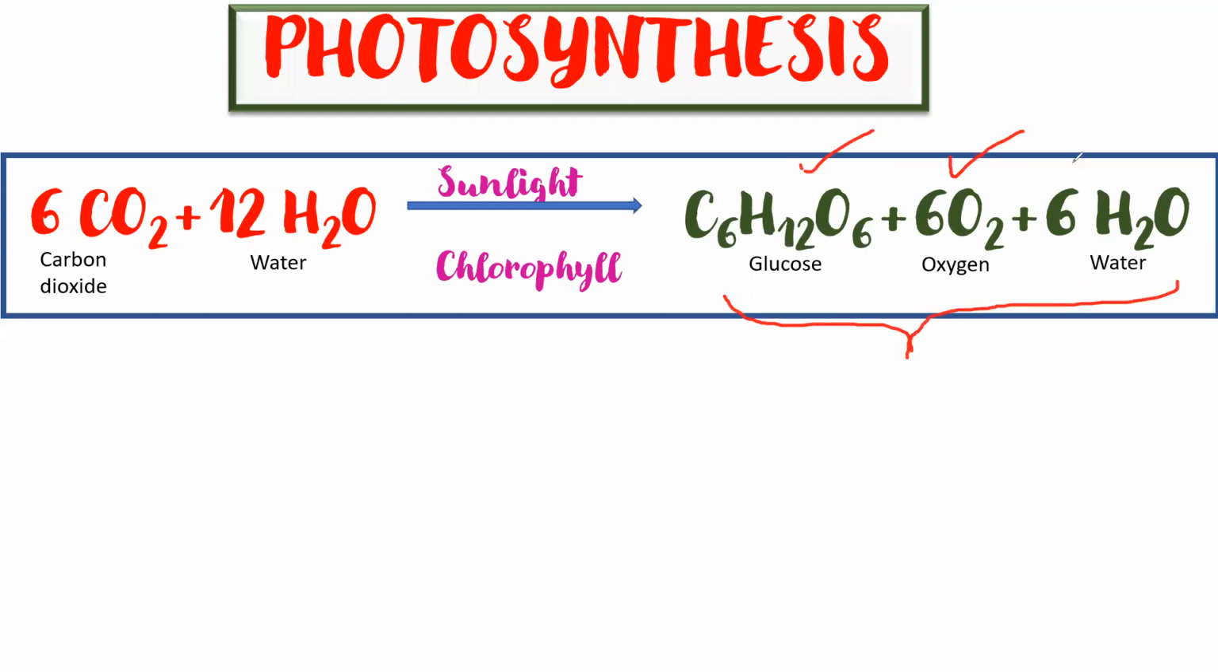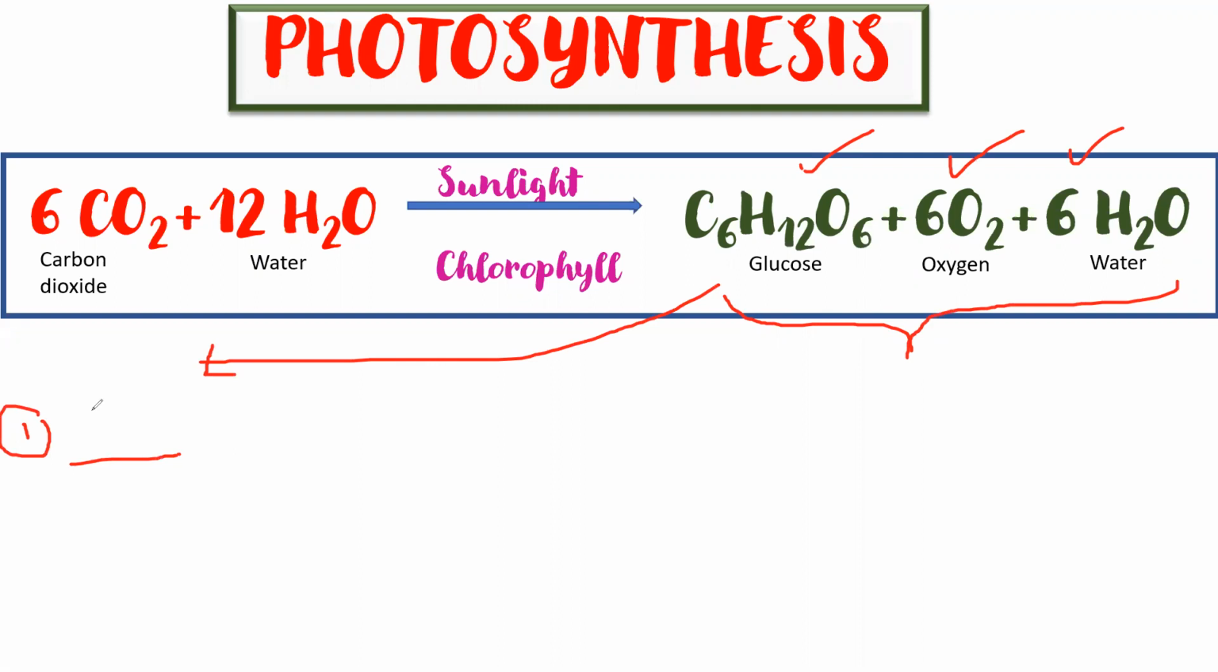Glucose, oxygen and water. What happens to them, what is their fate, what is in store for them ahead? Let us understand. So first let us talk about glucose. Now this glucose is either used up by the leaf cells for producing energy.